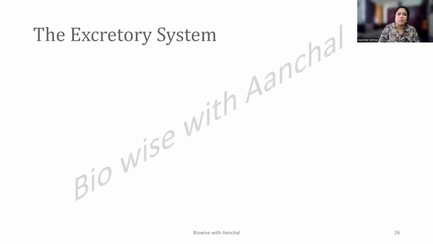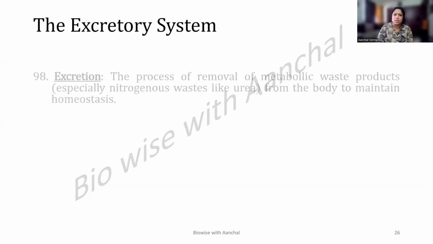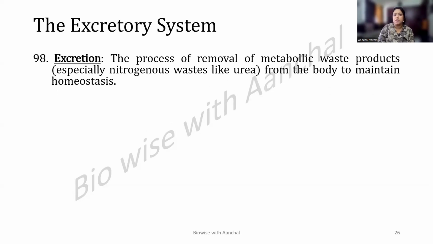Next is the excretory. Moving to the next chapter, the excretory system. The important definitions like excretion, the process of removal of metabolic waste, especially the nitrogenous waste, that is urea, from the body to maintain homeostasis. Okay, so this is your definition for excretion.